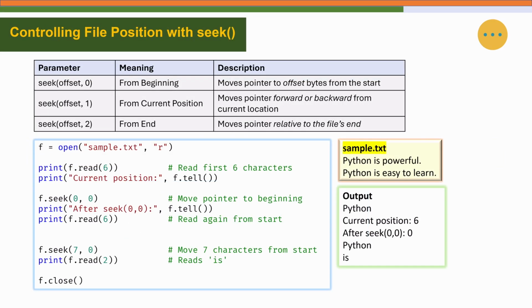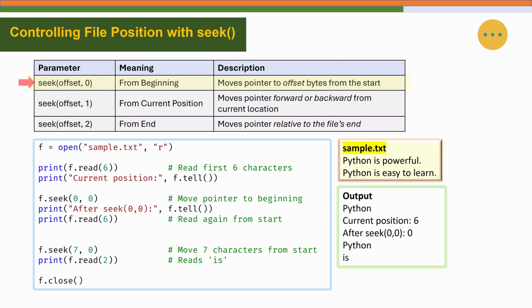When we read data from a file, Python keeps track of where we are inside that file using something called a file pointer. Each time we read or write, this pointer moves forward automatically. But sometimes we might want to move back and forth in the file, for example, to reread something or skip certain parts. That's exactly where random access and the seek function come into play.